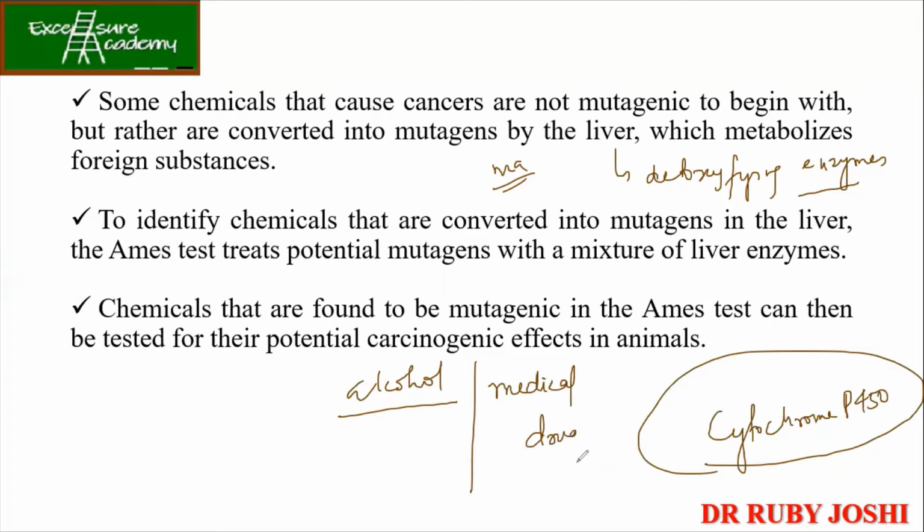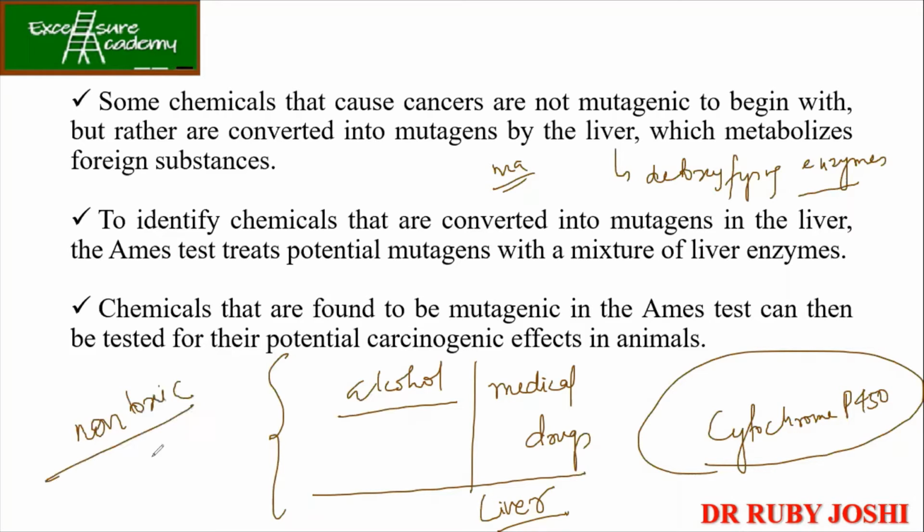So all these are toxic to the body. So to get detoxified, it goes into the liver. Now in the liver, these enzymes will convert them into the non-toxic product. But sometimes what happens is that though they are non-toxic at that time, they might be mutagenic.